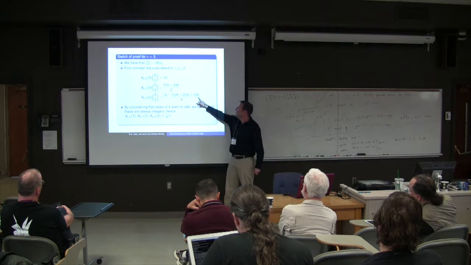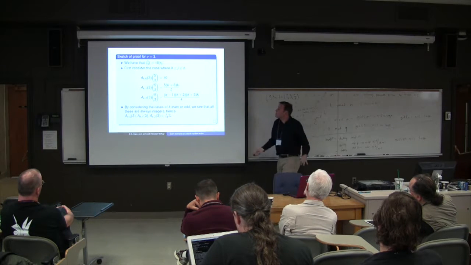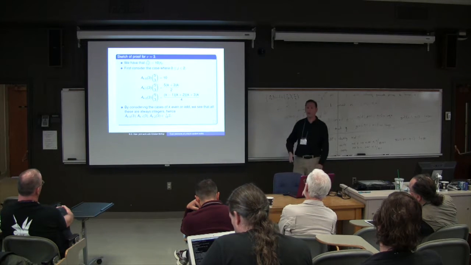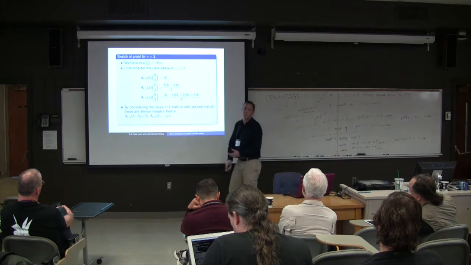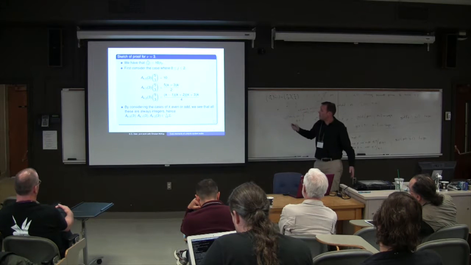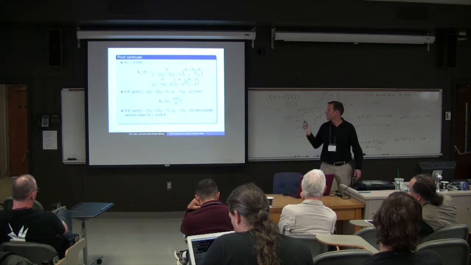Either k is even, in which case k and k plus 2 both have even, so we get another integer, or k is odd, and we do the same sort of analysis. One of these is divisible by 4, and they're both even, so we get that that's even. So we can get the first few cases out of the way.